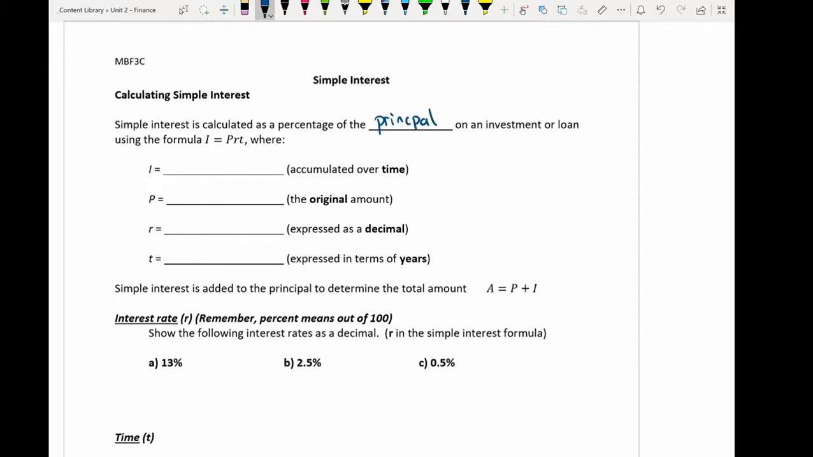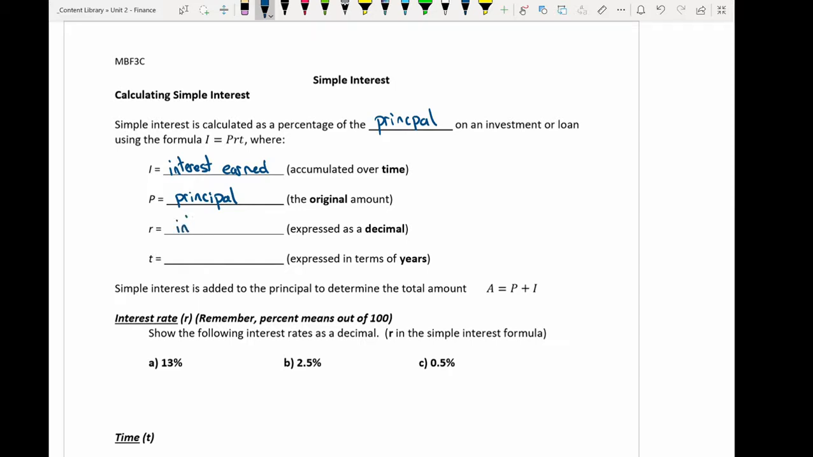on an investment or loan using the formula I equals PRT, so P times R times T, where I equals interest earned, which is accumulated over time. P is the principal, which is the original amount or the initial amount. So basically this is whatever you are starting with when you're saving money, or starting with when you are borrowing money. So whatever amount that you borrow, that's your principal.